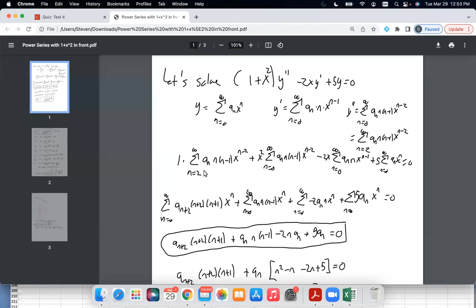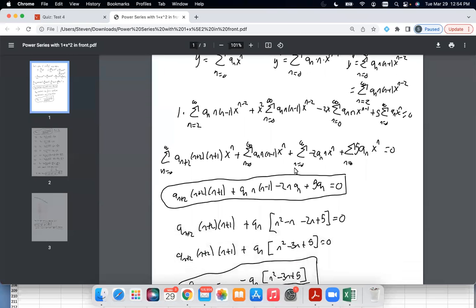But I can raise all of these up by 2. Notice all the n's went up by 2 if I drop this starting point down by 2. Now everybody starts at 0, and all my powers are x to the n. Then I can squeeze everything together into one single sum times x to the n. The only way this sum can equal 0 for every value of x is if every coefficient is 0.